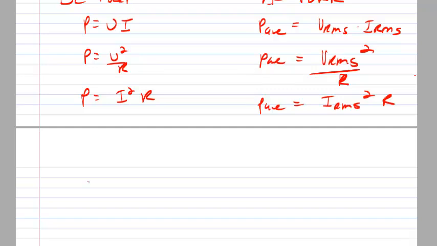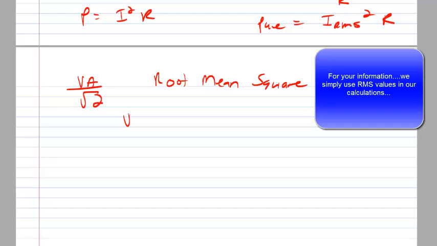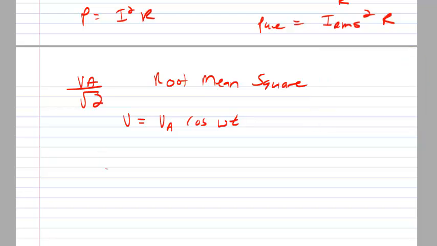We can break down what root mean square comes from. We have some voltage, VA cosine of omega t. And what we do is take an integral for just one period of our function, which is VA cosine omega t.